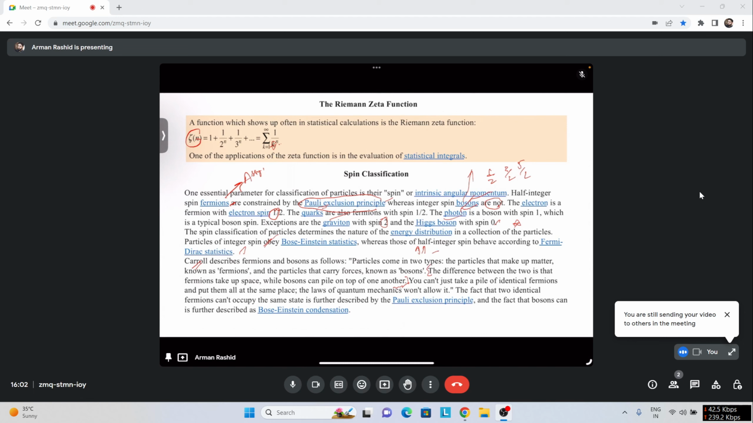You can't just take a pile of identical fermions and put them all at the same place. The laws of quantum mechanics would not allow it. The fact that two identical fermions cannot occupy the same state is described by Pauli's exclusion principle, and the behavior of bosons is described by the Bose-Einstein condensate. Okay, so we have two types of particles, fermions and bosons.